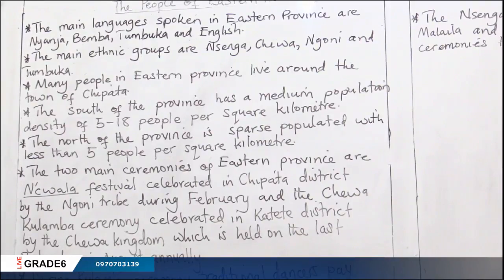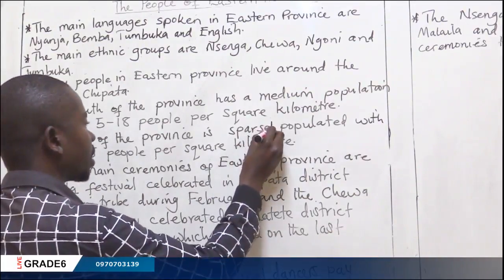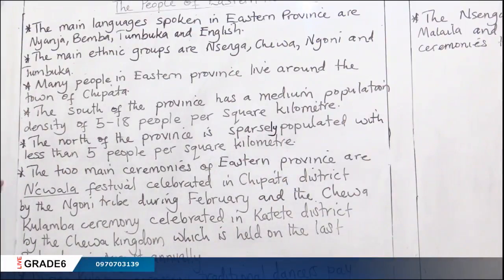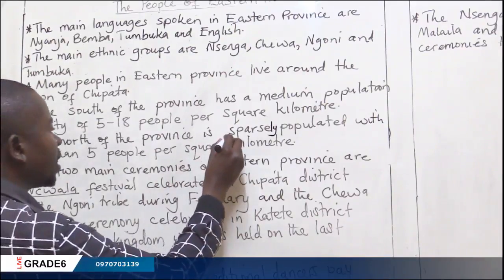Okay, so the north of the province, boys and girls, is sparsely populated, with less than 5 people per square kilometer. The north of the province is sparsely populated. When I said it's sparsely populated, what does it mean?